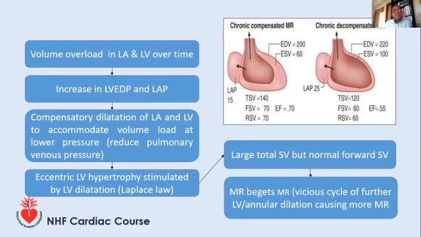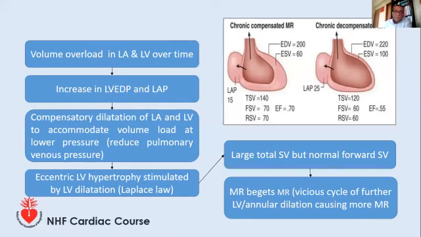Over time, the left atrium and left ventricle receive more blood volume, so there is an increase in left ventricular end diastolic pressure and left atrial pressure. Compensatory dilatation of the left atrium and left ventricle helps to accommodate the volume load at lower pressure, and it also reduces the pulmonary venous pressure. It should be mentioned here that during diastole, the left atrium also empties its blood volume to the left ventricle. Eccentric left ventricular hypertrophy is stimulated by left ventricular dilatation further, according to the Laplace law. So the total stroke volume increases to maintain the normal forward stroke volume.